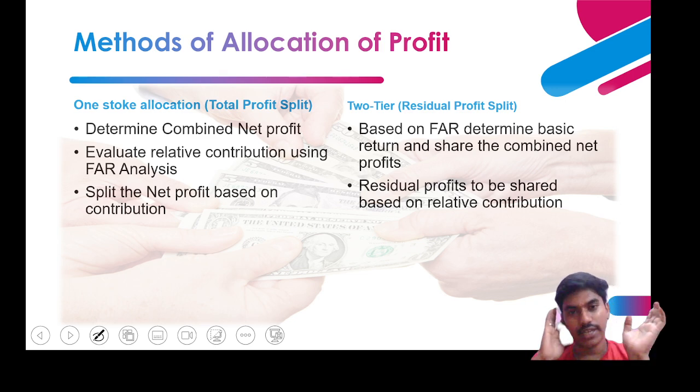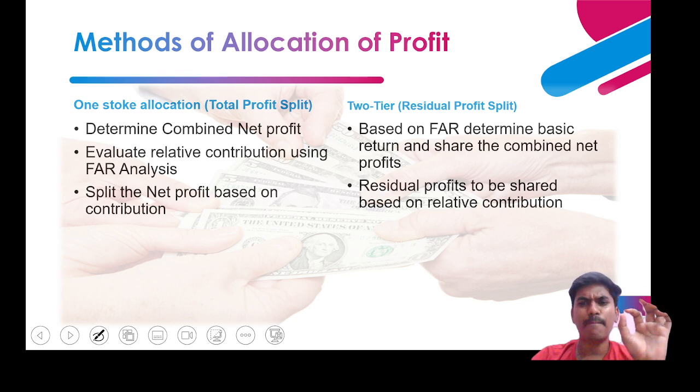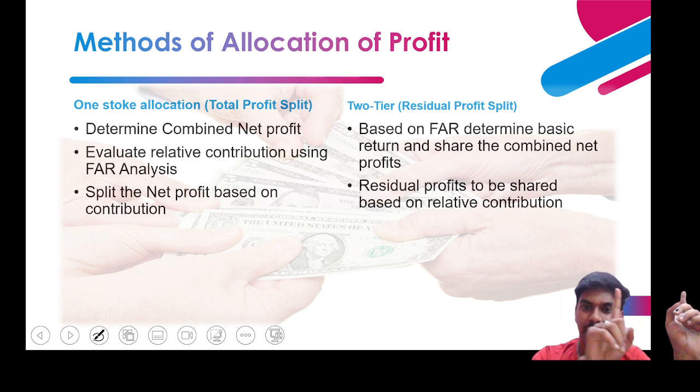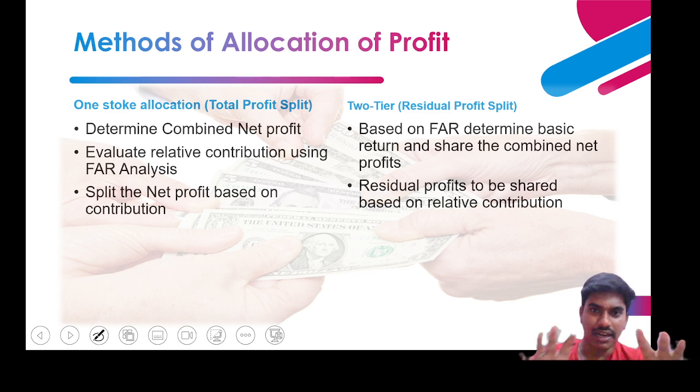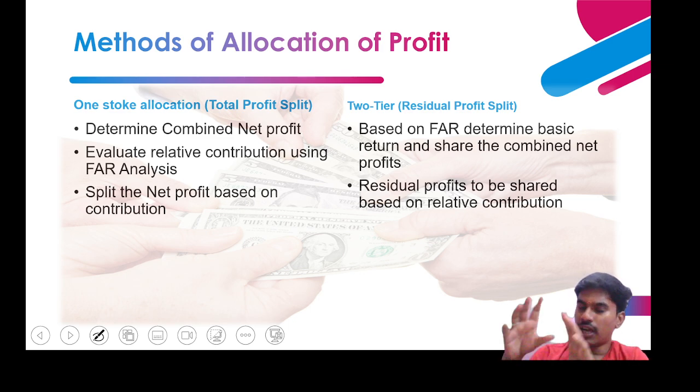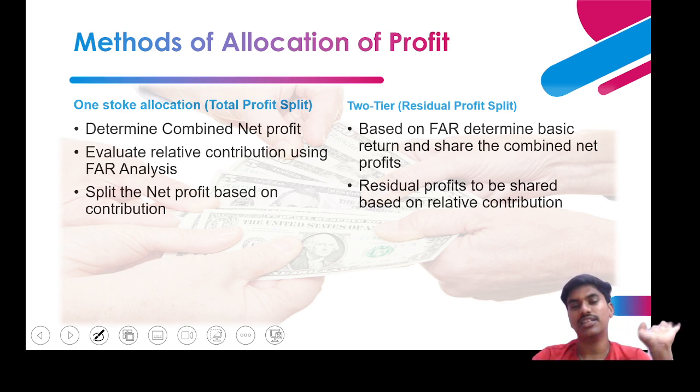Okay. That is the 2-tier approach. First step, what I'll do is, based on FAR analysis, a basic return is given to each of the enterprises. After that, the residual profits, the remaining 15 parotas, are shared based on contribution. What is the contribution? I did this much work. 6:5:5:6:3. That is the ratio.